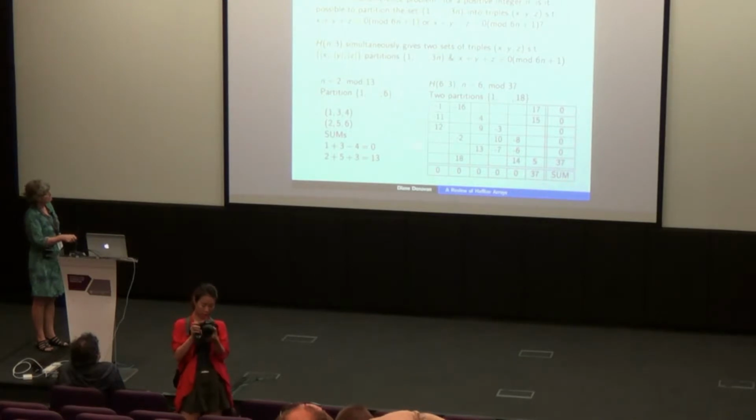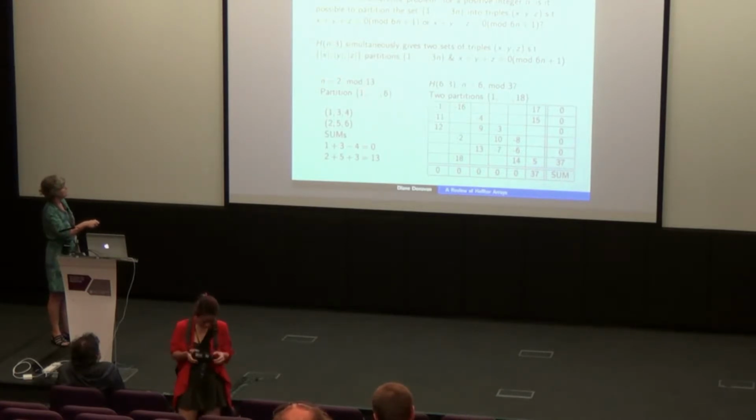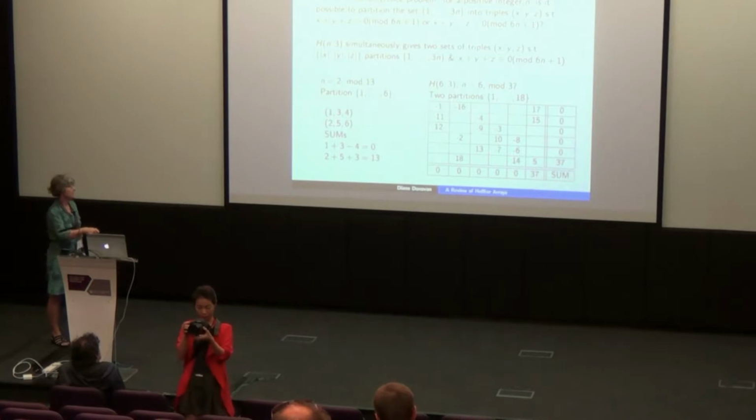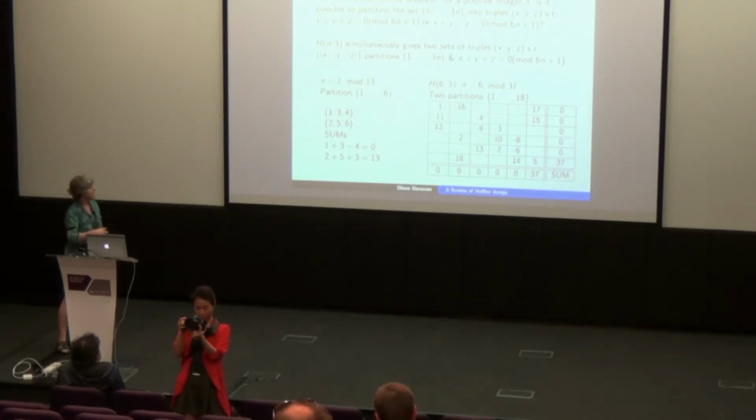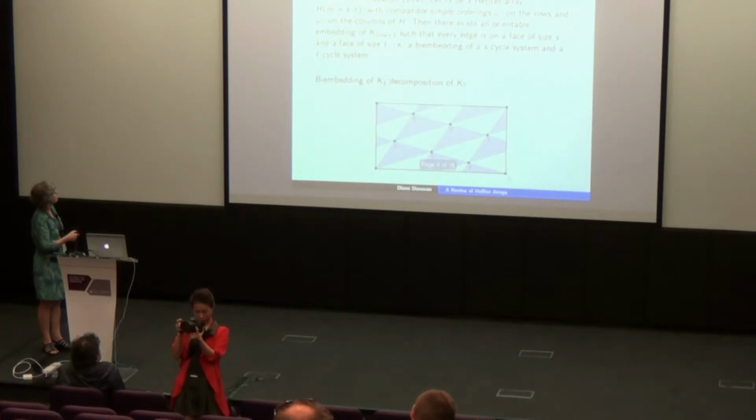So the rows are going to give us one partition, the columns are going to give us another partition. That's a Heffter array. So this is a solution to Heffter's first difference problem. When n equals 2, we're partitioning the set 1 to 6. And this is a Heffter array where we've got a 6 by 6 array and 3 symbols per row and column. Okay, so that's just a little bit about the origins of the problem.